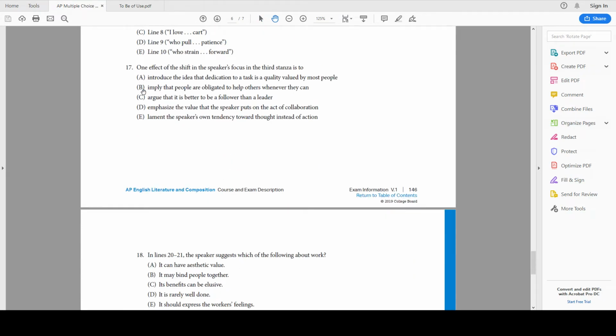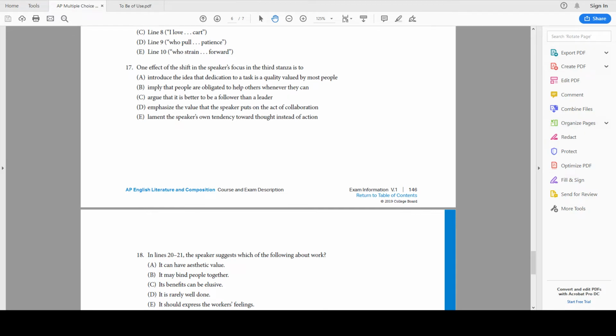One effect of the shift in the speaker's focus in the third stanza is to, so remember, we should have a mental map of the poem: stanza 1 was about jumping into the work, stanza 2 was about the perseverance of the ox, and then finally stanza 3 that we've read was about teamwork. So A, introduce the idea that dedication to a task is a quality valued by most people. No, this has been a poem that is entirely about the personal opinions of the speaker, not necessarily other people's opinions. B. Imply that people are obligated to help others whenever they can.